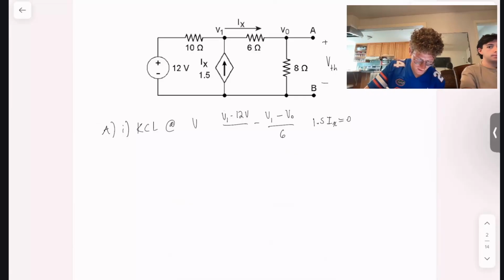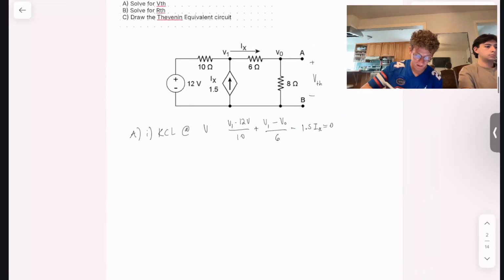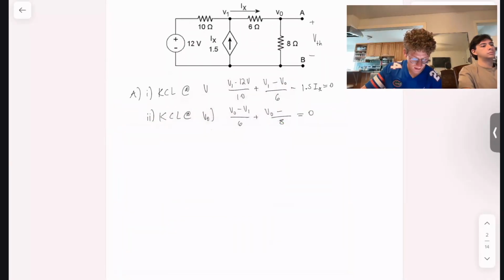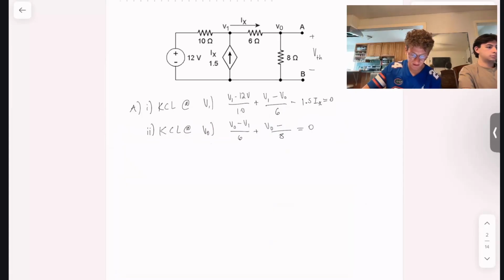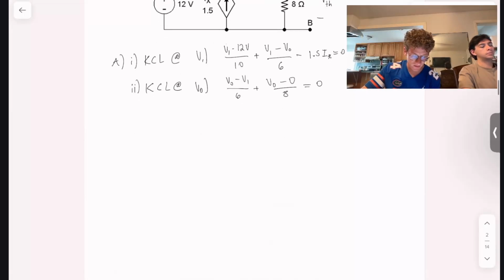So if we do nodal analysis, or KCL, at V1, we get V1 minus 12 volts over your 10 ohms, and then you have V1 minus VO over 6 ohms, and then going in, you have 1.5 IX, is equal to 0. And then equation number 2, KCL at VO. We're going to do the same thing: VO minus V1 over 6 ohms, plus VO minus 0 volts over 8 ohms is going to equal 0.